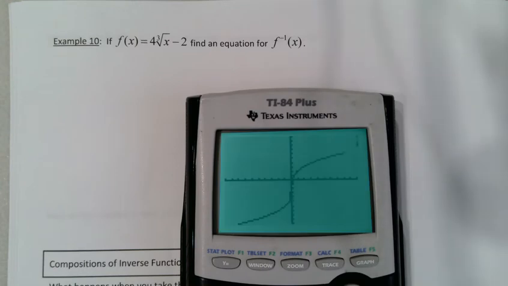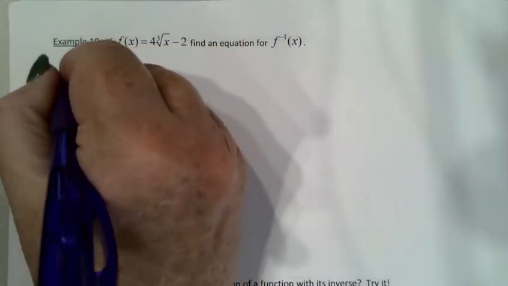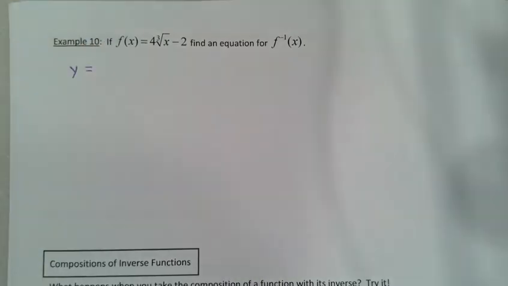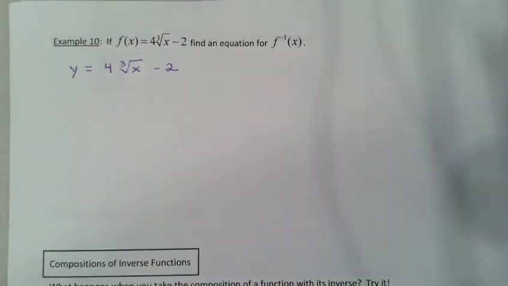There's my graph. And if I imagine a horizontal line, it would only hit that graph in one place at a time. So I'm convinced this is 1-to-1. The inverse exists. All right, to find the inverse, I could rewrite my original function in the y equals form. And then I create the inverse by switching the x and y.